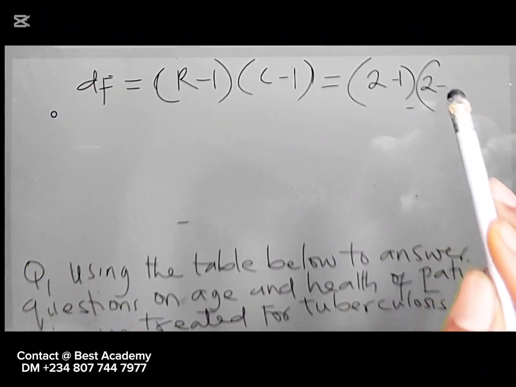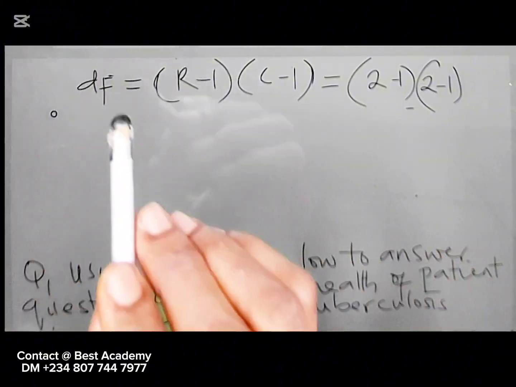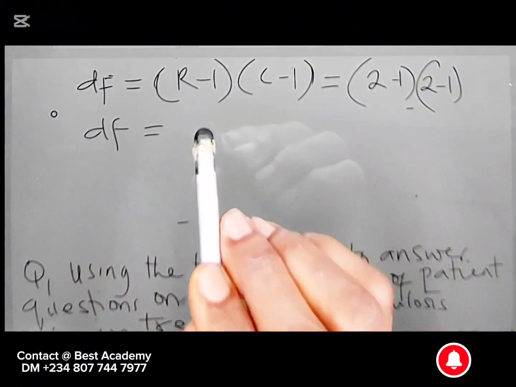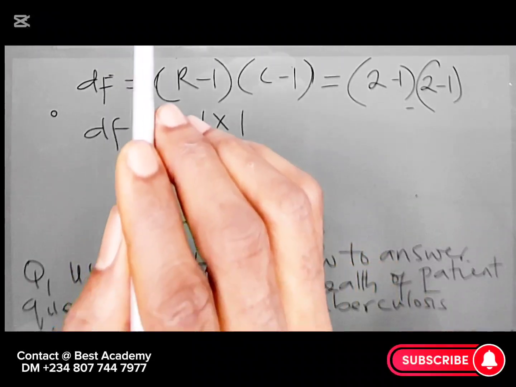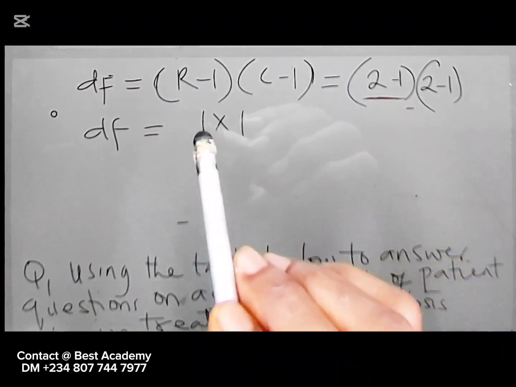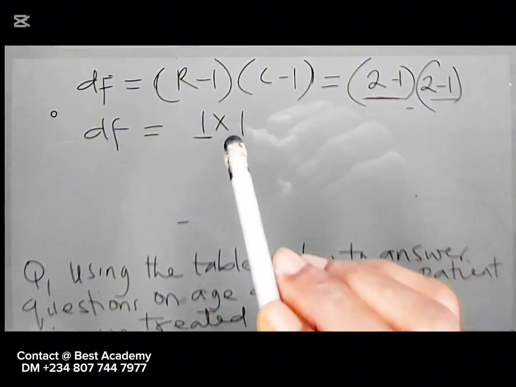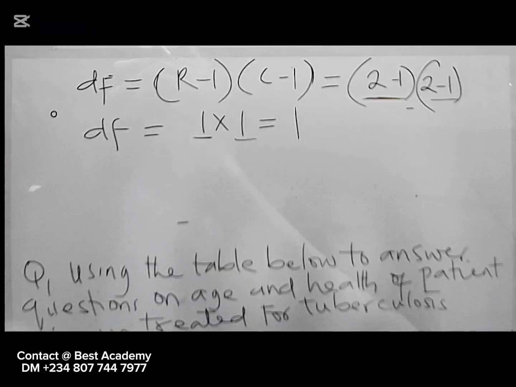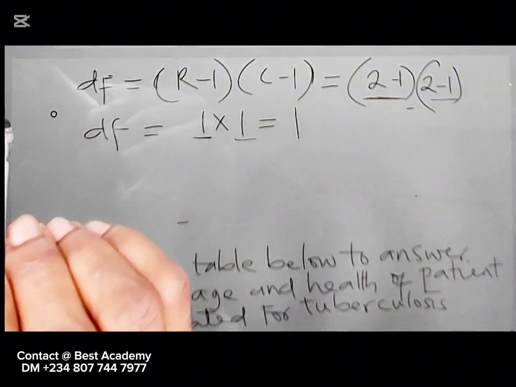2 minus 1, from the formula. That means the degree of freedom here is 1 times 1, because 2 minus 1 is 1. So 1 times 1 is going to give us 1. Please take note. So we have calculated the degree of freedom. That is for I.